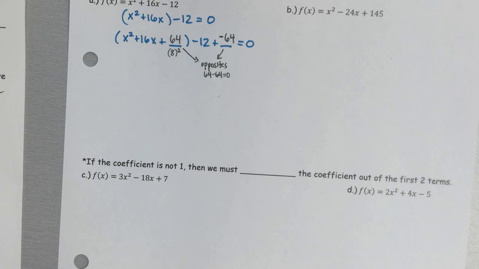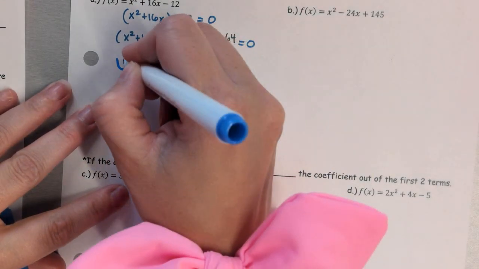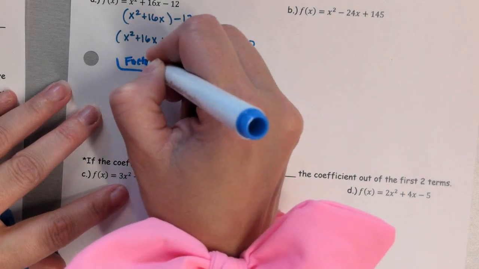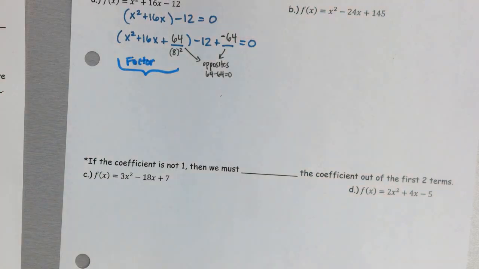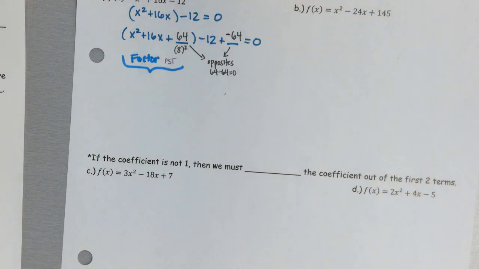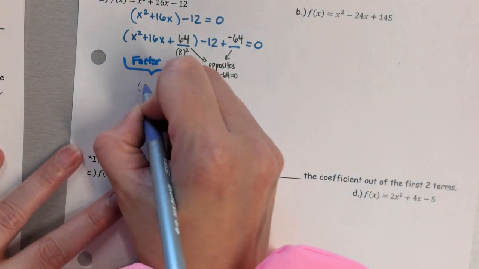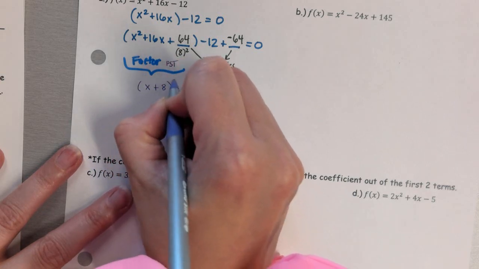Do you guys remember the name of the special pattern? PST. We're going to factor using what? Yes. Perfect square trinomials. Okay, so that's the PST. It's always going to be the perfect square trinomial because that's why we completed the square. We're making it a perfect square. Okay, so now we have x plus 8 squared.